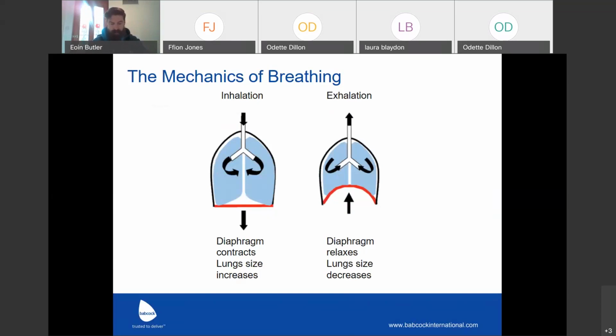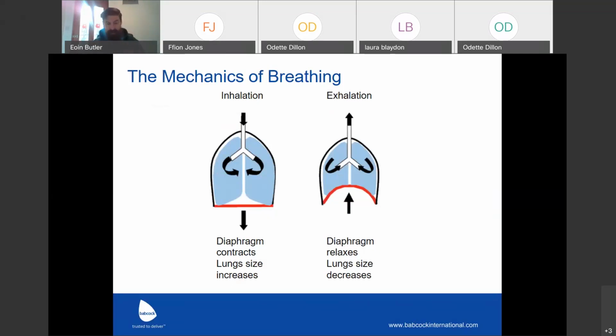Also, the external intercostals will lift the rib cage up and out, creating space. So when you take a deep breath in, you think that you're actually pulling air in by inflating your lungs. You're actually contracting your external intercostals by pulling the rib cage up and out, and contracting your diaphragm by flattening it. And that is what's pulling the air in.